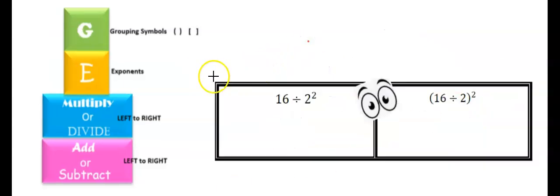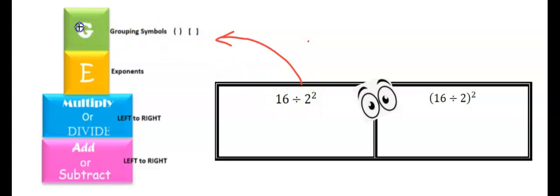Okay, in this next problem, we're going to follow the same procedure we used in the last example. We have 16 divided by 2 to the 2nd power. So we're going to simplify this, and we're going to use this chart again to make sure we go in the right order because I have two operations in this one term. I have division and exponent.